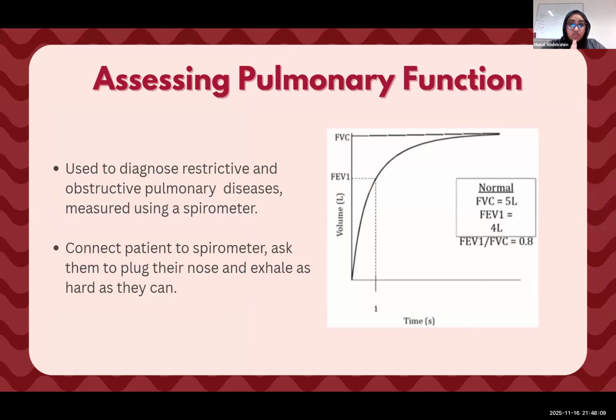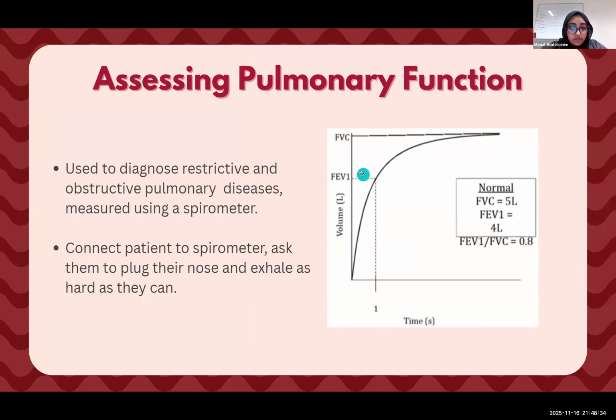Now, to assess the pulmonary function, why are we doing this to begin with? We want to see if a patient maybe has restrictive disease or an obstructive disease, or if they don't have a disease. And how do we do this? We use a spirometer. So we ask the patient to exhale using the mouthpiece. They plug their nose, and they exhale maximally. And this is the kind of curve that's going to be generated when they exhale maximally.